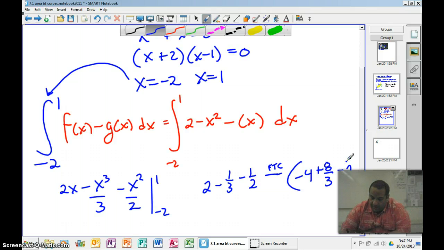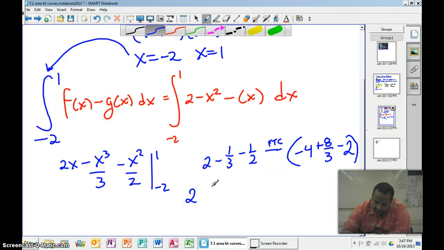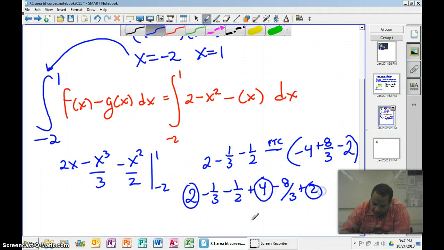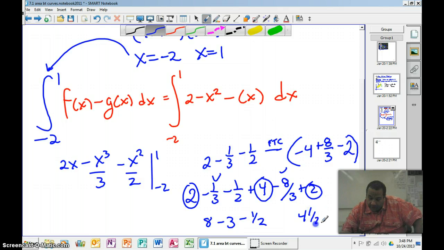Now I'm going to distribute that negative nicely, and I'm going to have 2 minus a third minus a half plus 4 minus 8/3 plus 2. So 2, 4, and 2 is 8. Negative 8/3. This is why you don't do common denominators early, folks. Negative a third and negative 8/3 is negative 9/3, which is just minus 3, and minus a half. 8 minus 3 is 5. 5 minus a half is 4.5 square units.